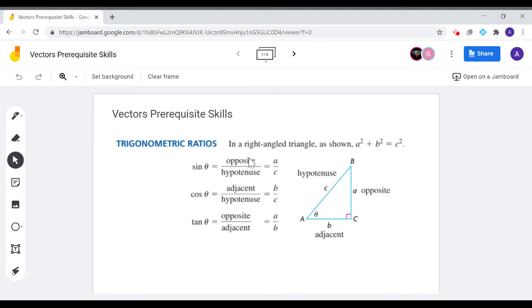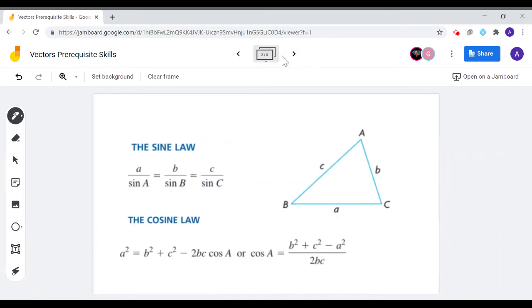So remember a couple of things you should have in your toolbox. For a right angle triangle, a squared plus b squared equals c squared. That's our Pythagorean theorem. And we know the sine, cosine, and tangent ratios for a right angle triangle. Sine is opposite over hypotenuse, cosine is adjacent over hypotenuse, and tangent is opposite over adjacent. So that's our SOHCAHTOA. Okay, so we need to know that to help us out sometimes in our vectors questions.